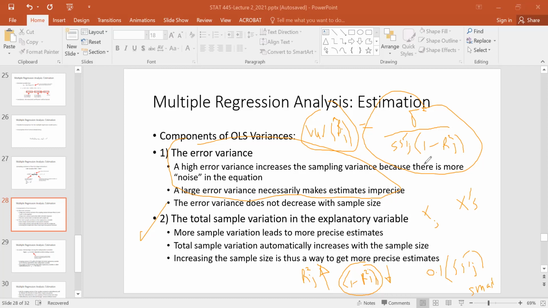So the whole denominator is small. The smaller the denominator, the bigger the whole quotient. So here too, we don't like it. The whole quotient will go up. That means the variance is going up.